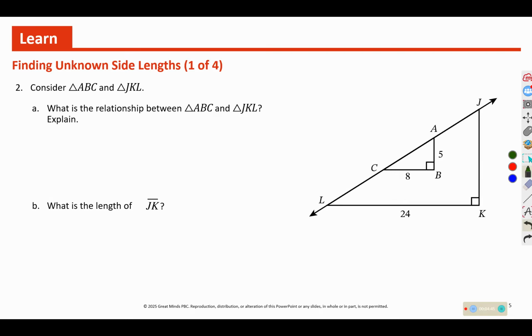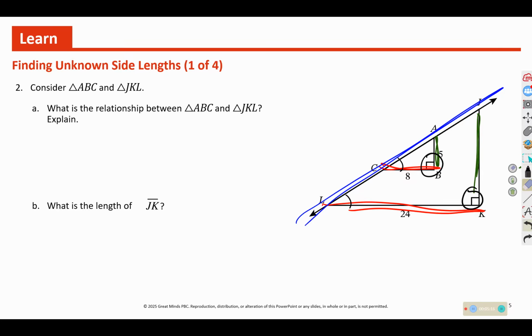In your book, problem 2 says, consider triangle ABC and triangle JKL. What is the relationship between triangle ABC and triangle JKL? Explain. Well, they have vertical and horizontal legs that fall on the same line. So by AA criterion, they are similar.